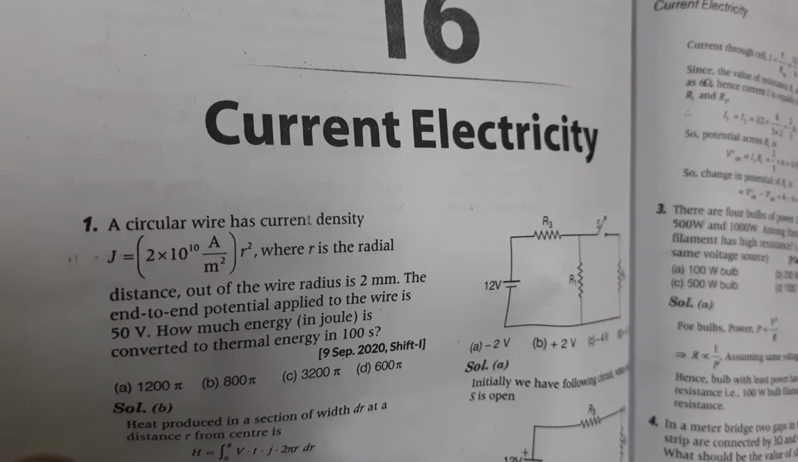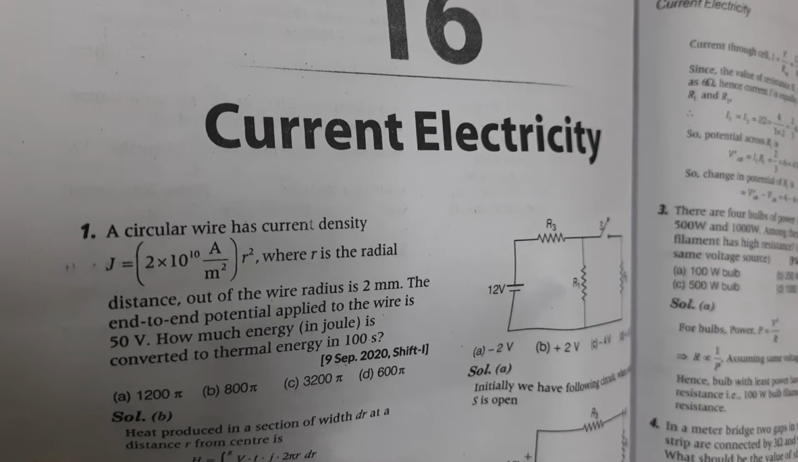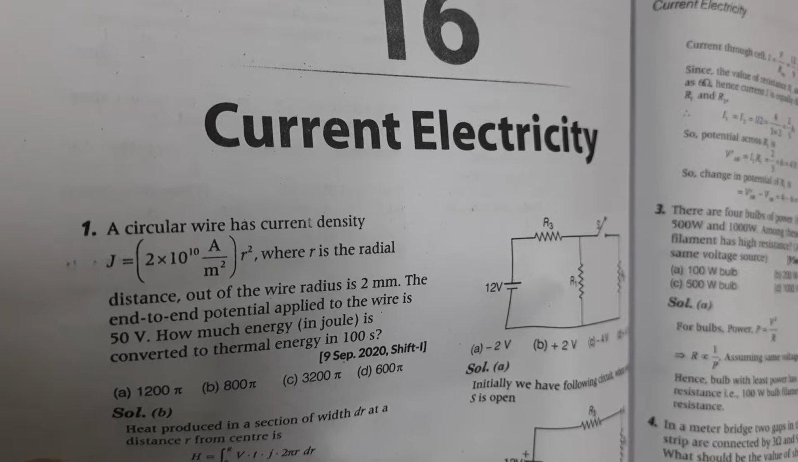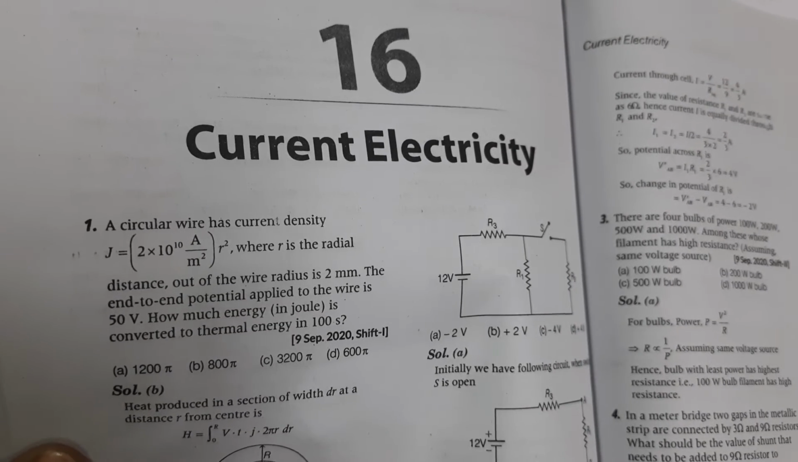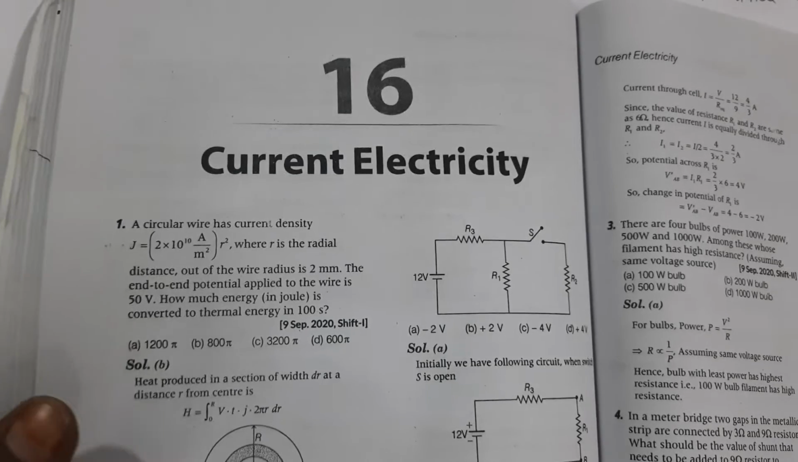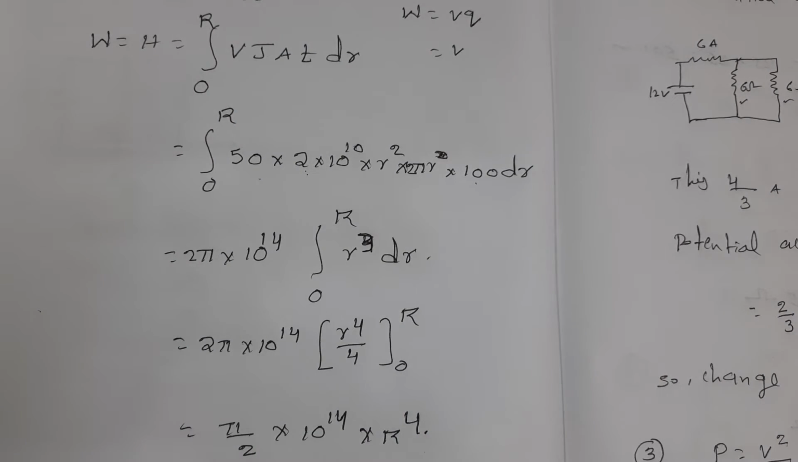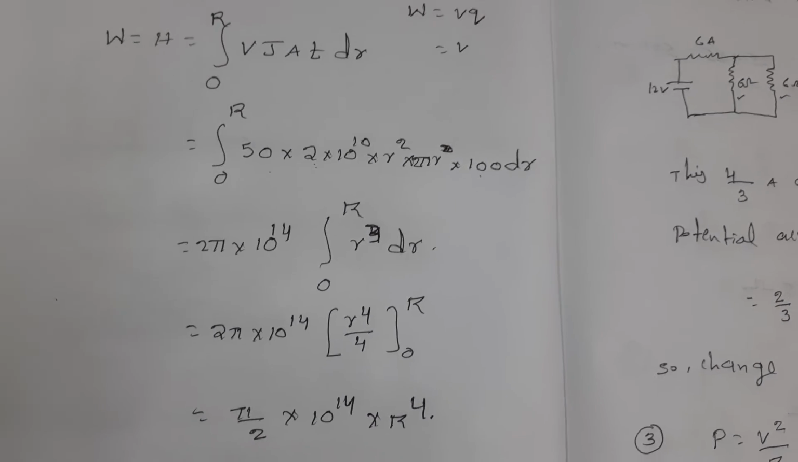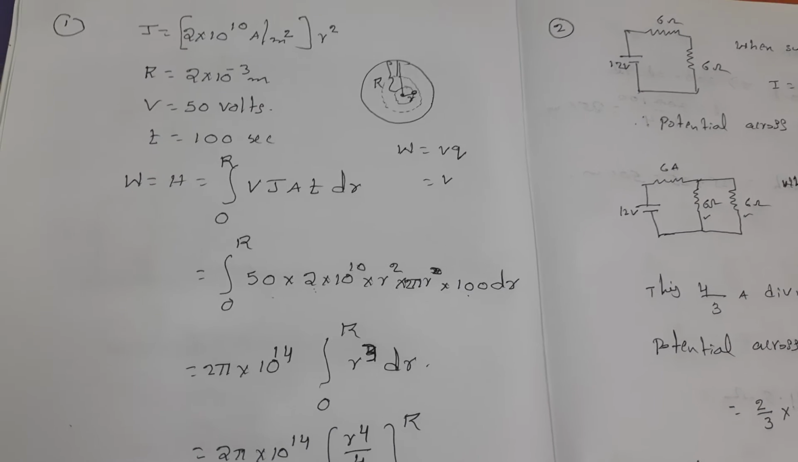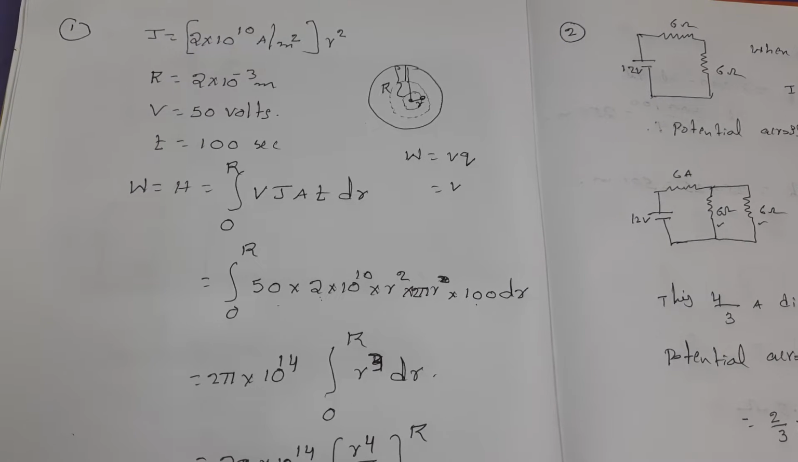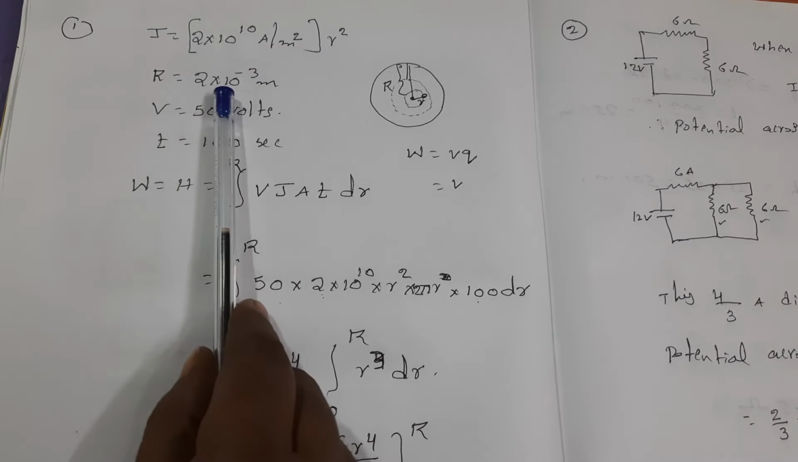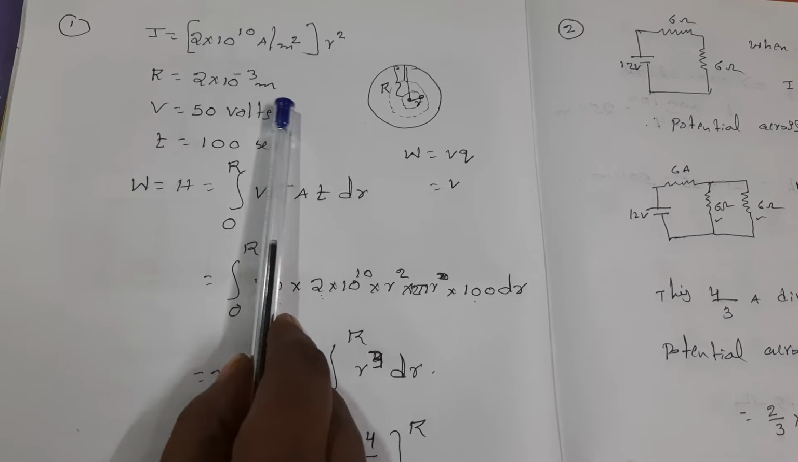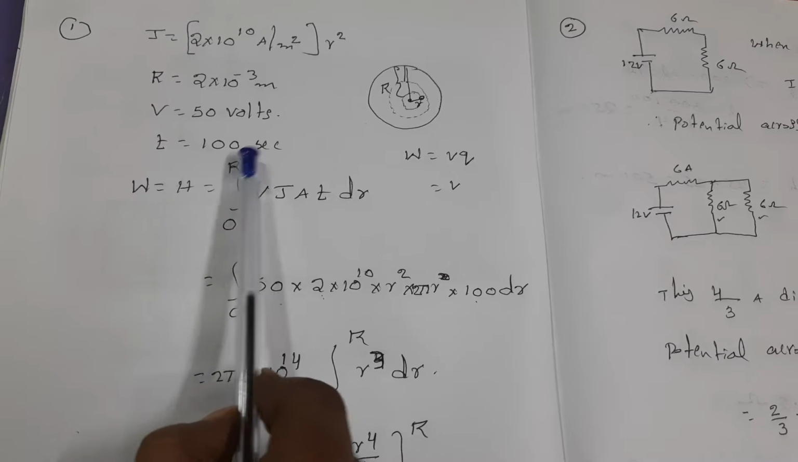Radius is how much? 2 millimeters. The end to end potential applied to the wire is 50 volts. How much energy is converted to thermal energy in 100 seconds? So what is the given data here? The J value they have given is J equals 2 into 10 to the power of 10 ampere per meter square into r square. And here R, the radius of the wire, is 2 into 10 to the power of minus 3 meters. Potential also they have given, time is also they have given.